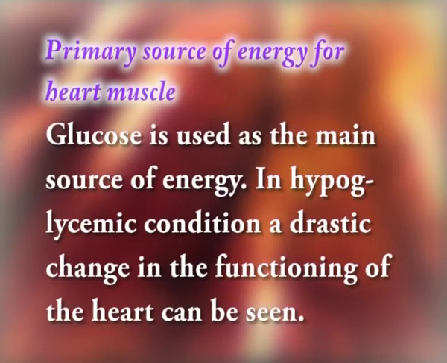Carbohydrate as the primary source of energy for heart muscle. Glucose is used as the main source of energy. In hypoglycemic conditions, a drastic change in the functioning of the heart can be seen.